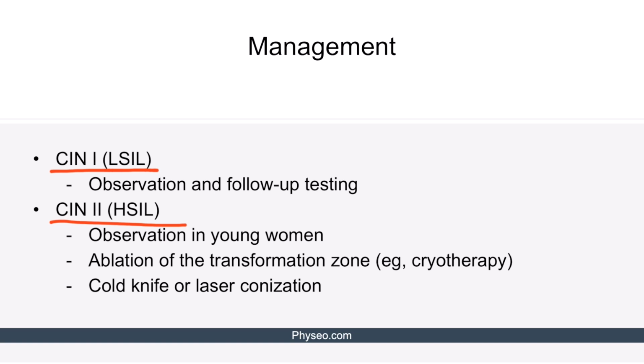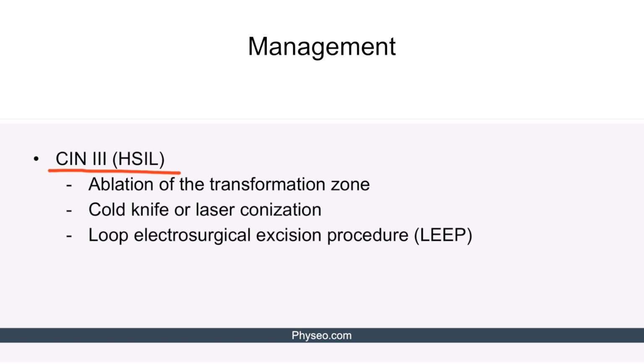laser conization. Lastly, CIN3, which also corresponds to a finding of HSIL on pap smear, can be managed with either ablation of the transformation zone, cold knife or laser conization, or loop electrosurgical excision procedure, also known as LEEP procedure.